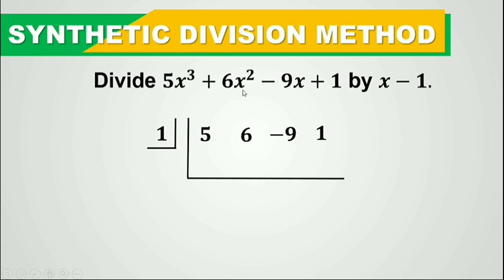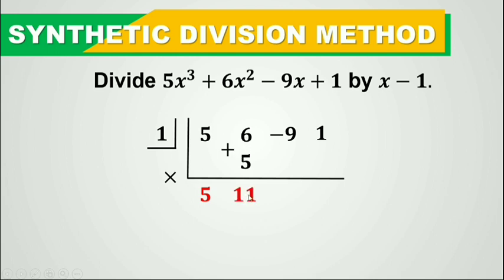After that, you're going to bring down the first numerical coefficient. So we're going to bring down 5, and then we're going to multiply this by the divisor. So 5 times 1, and we're going to write the answer below the second numerical coefficient, which is 6. So 5 times 1 is 5, and then after that, we're going to add them. So 6 plus 5, that's 11.